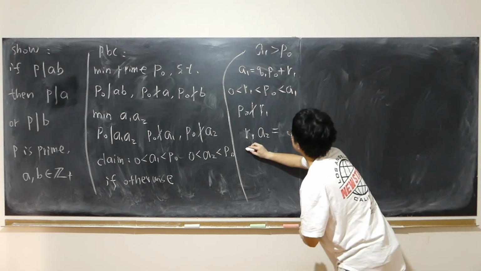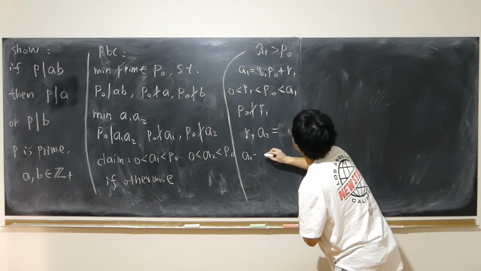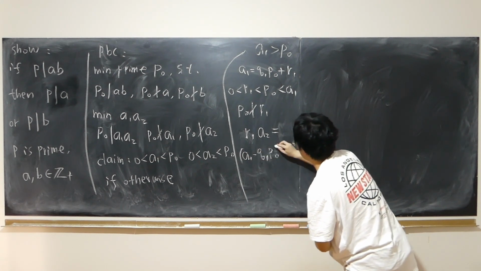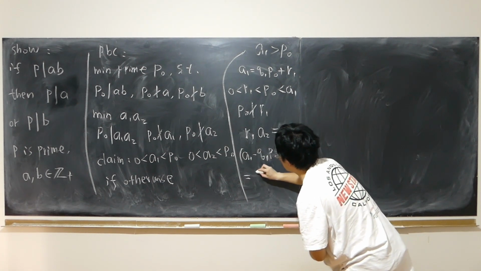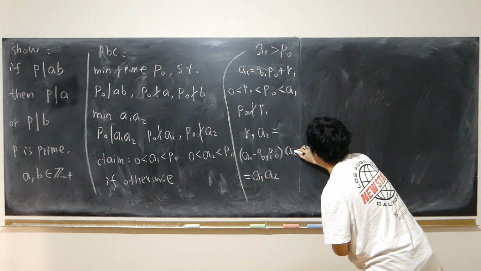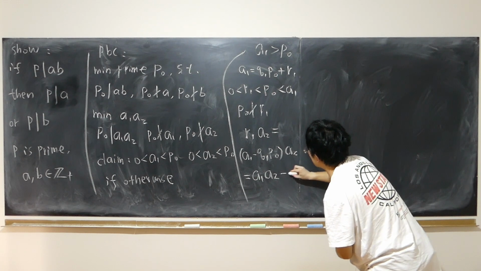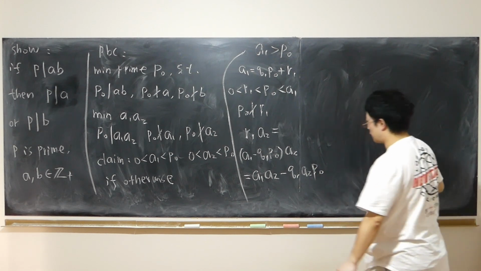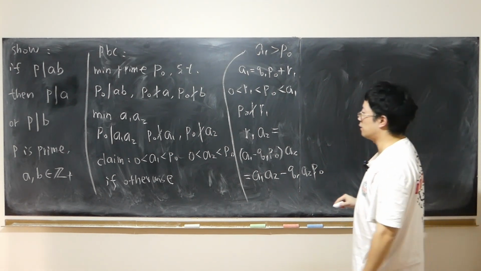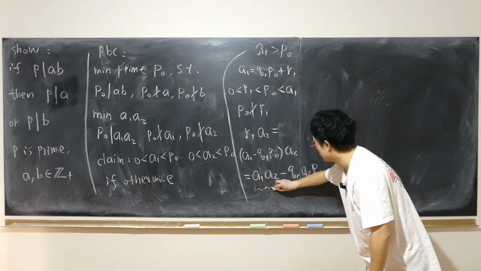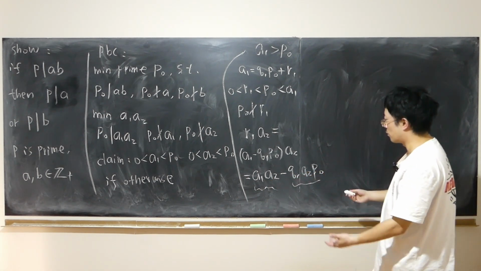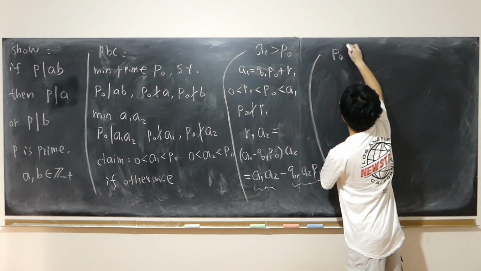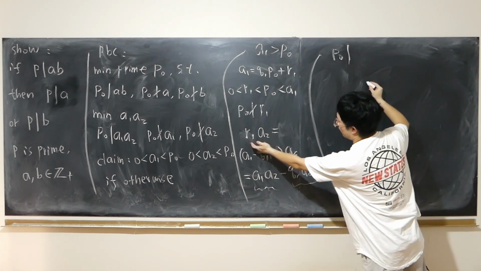R1 is equal to A1 minus Q1 times P naught, times A2. That's A1 times A2 minus Q1 A2 P naught. So that tells me, first of all, P naught divides A1 times A2, this term. Also, P naught divides this term, so of course it divides the difference, which means P naught divides R1 times A2.